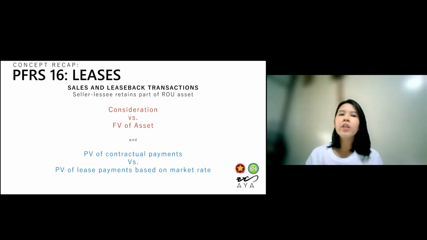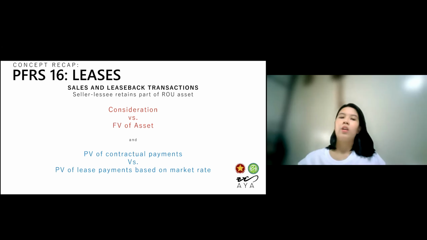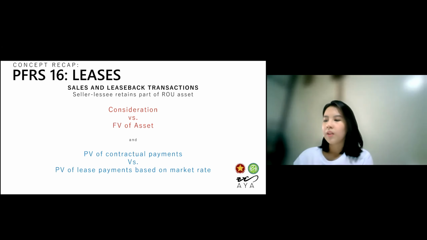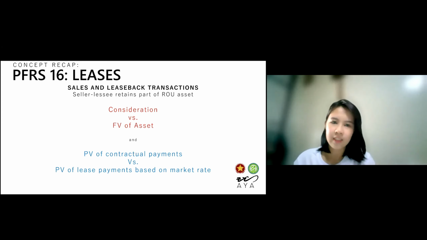So, anong rin-recognize ni seller lessee? So, of course, there's a gain for the sale, but up to the extent lang na nag-transfer yung right kay buyer lessor. And then, another one is for the right of use asset. So, the seller lessee will maintain right of use asset in his or her books. Diba? Because up to the extent lang or up to the part lang na na-retain niya yung right na yun. So, proportion to the carrying amount lang ng asset na nagre-relate to the right of use asset.